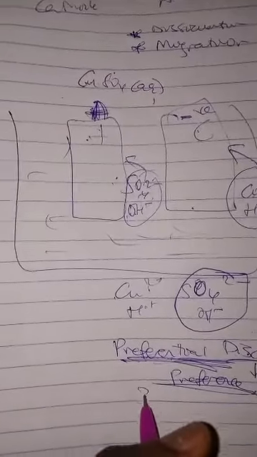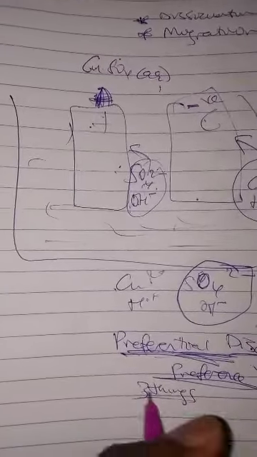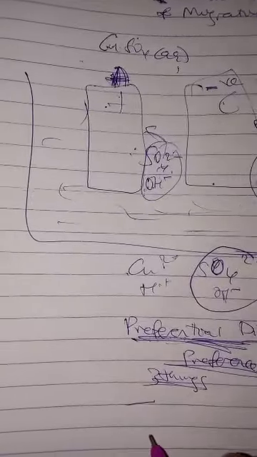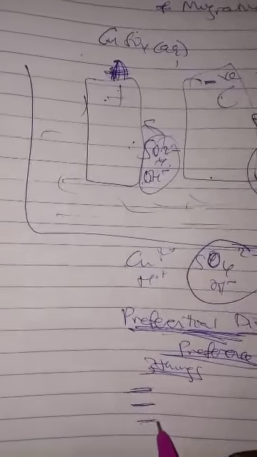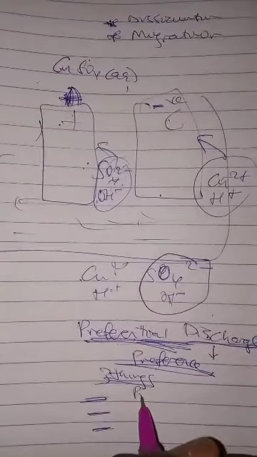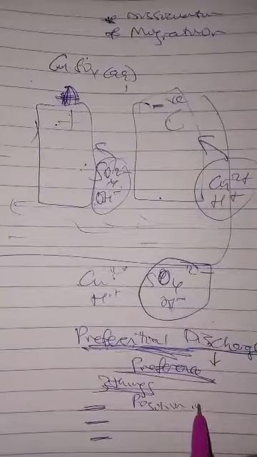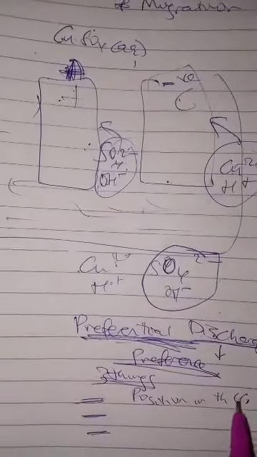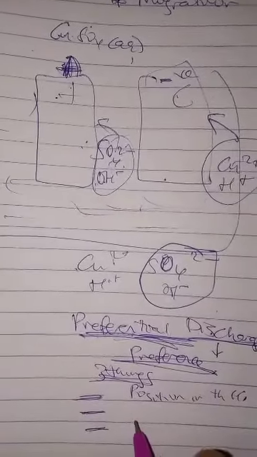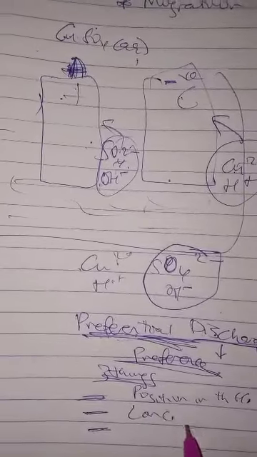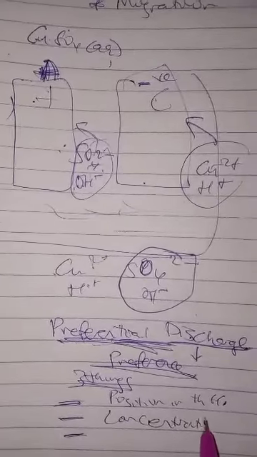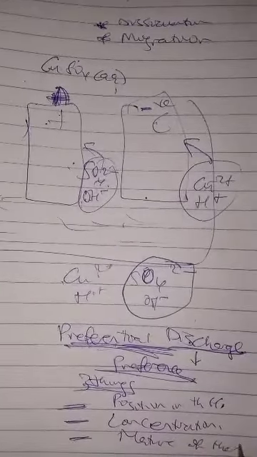Now, three things control the preferential discharge of ions. Three things. Now, what are the three things? We have the position in the electrochemical series. Then we have the concentration. Then lastly, we have the nature of the electrodes.